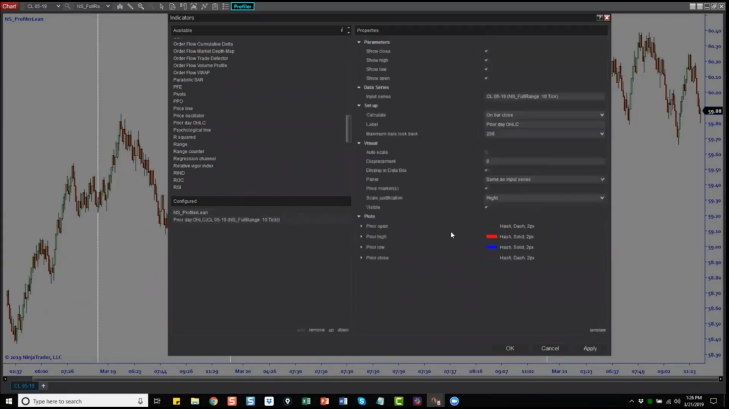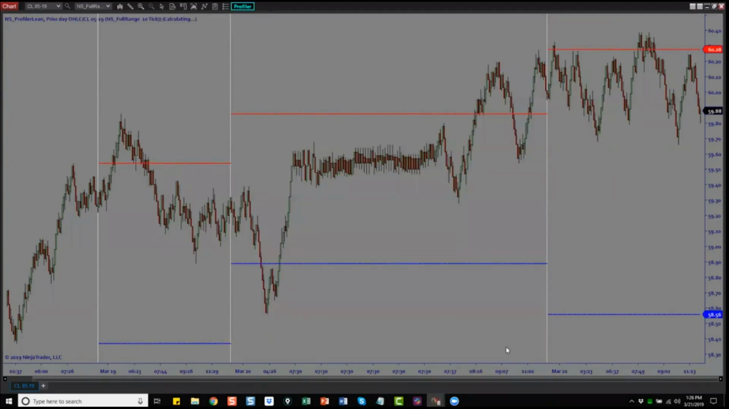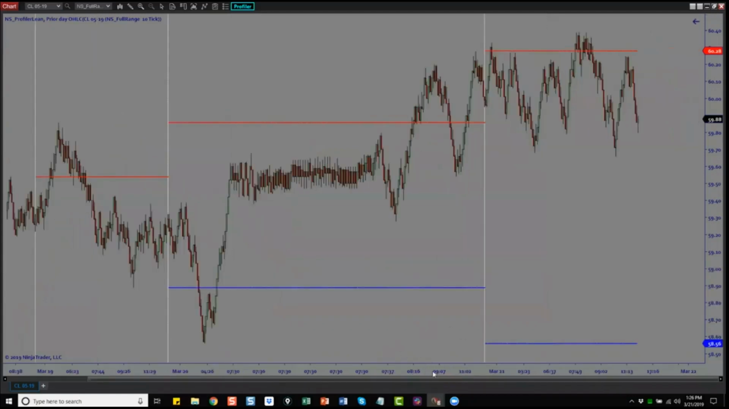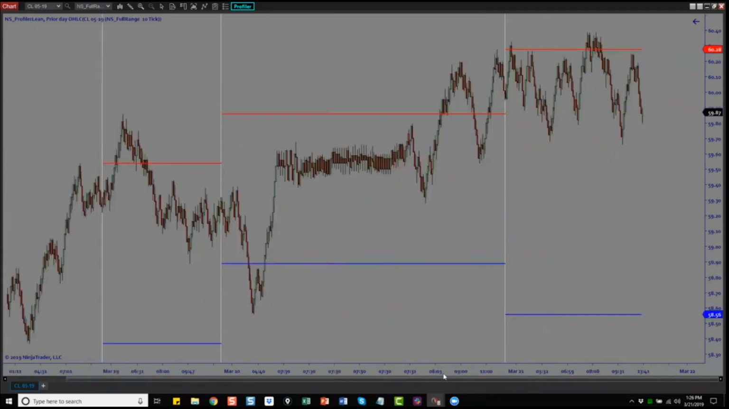Now I have the open set to transparent, and I have the close set to transparent. The reason for that is I only want to pay attention to the prior high and low of the range, the auction. I only want to pay attention to yesterday's auction. Okay. Why do you think that is?